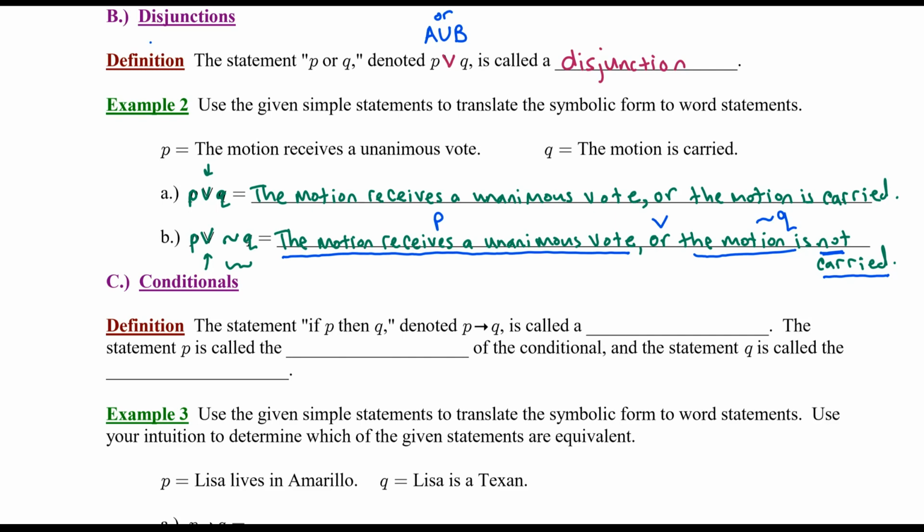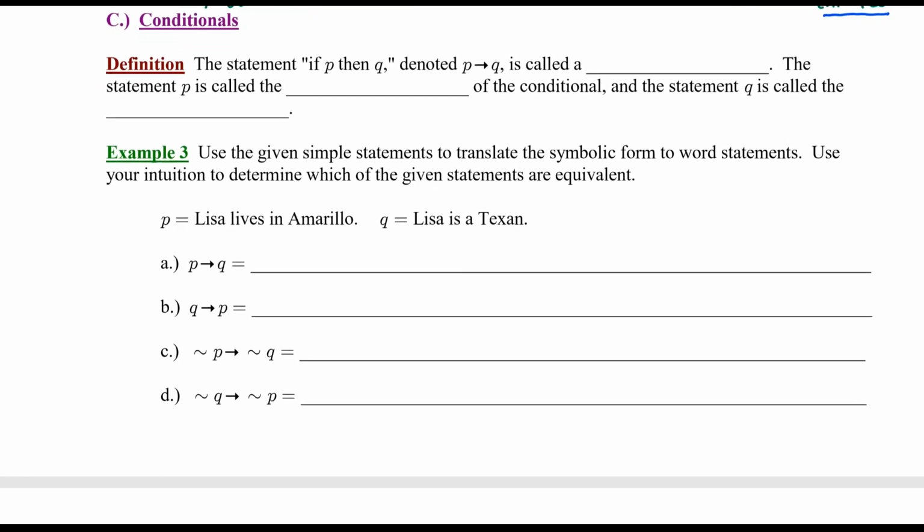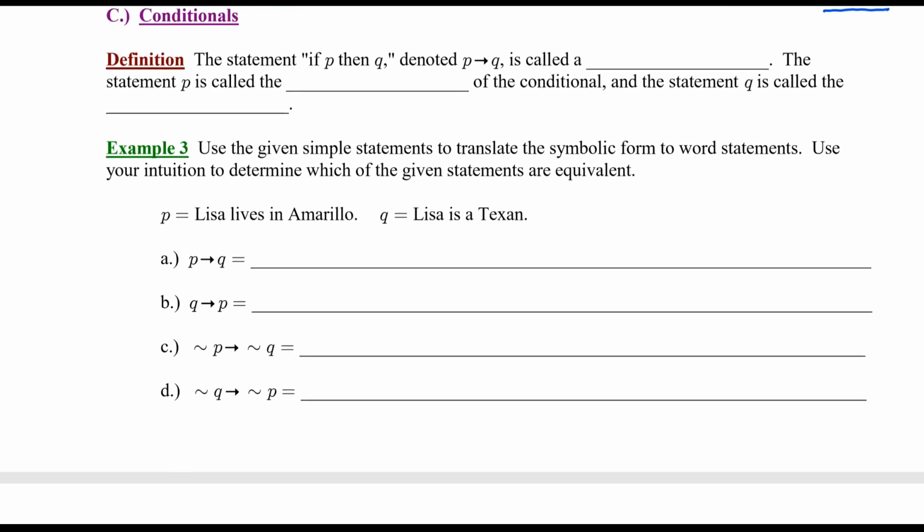So a conjunction is two simple statements connected by the word and, a disjunction is two simple statements connected by the word or. The question is, when is a compound statement true? When is a compound statement false? After we get a comfort level of translating symbolic statements, we'll learn how to determine when a compound statement is true or false. Let's look at another important connective. This one's used all the time in mathematical theorems. It's called a conditional. Definition: the statement, if P then Q, denoted P arrow Q, is called a conditional.